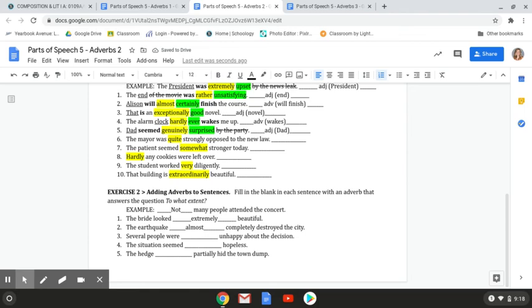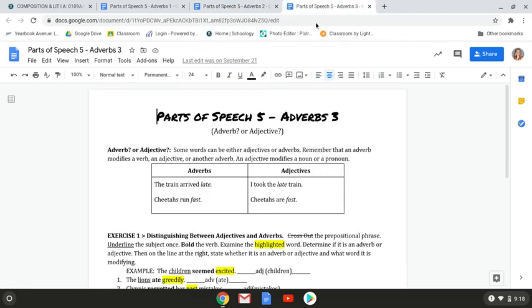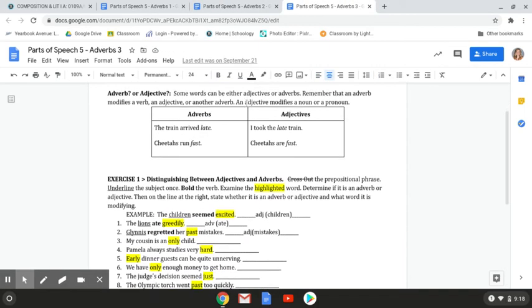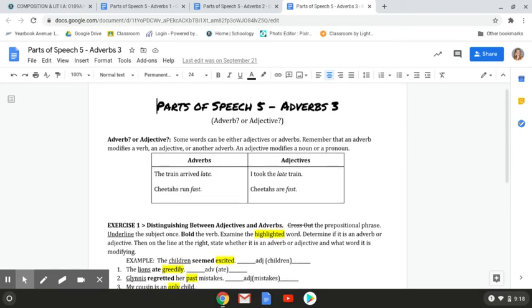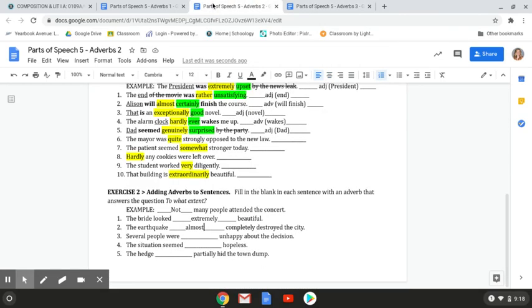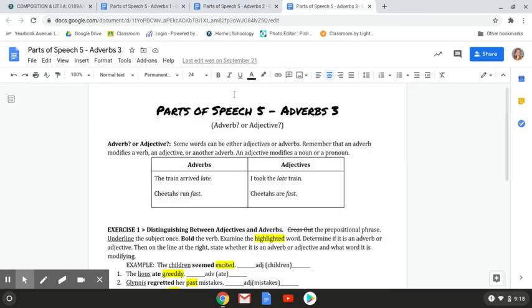The earthquake blank completely destroyed the city. The earthquake almost completely destroyed the city. Okay, do 3, 4, and 5 on your own. All right, and then whenever you get done, so pause, finish up the Adverbs 2 worksheet, submit it. Then move on to Adverbs 3. Adverbs 3 worksheet. We're putting adjectives and adverbs together now.